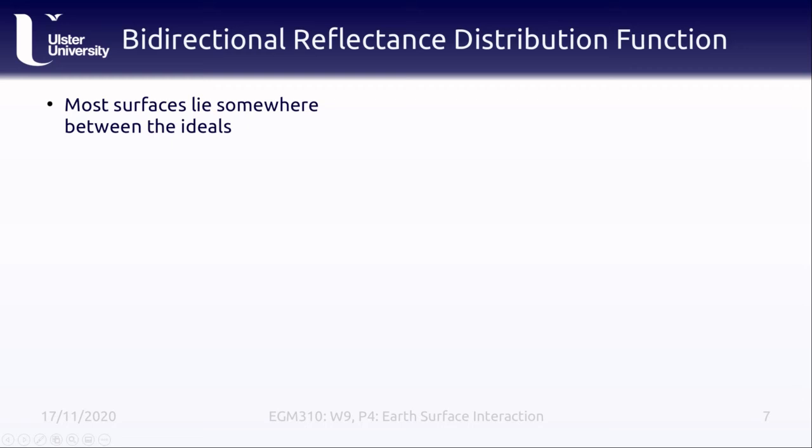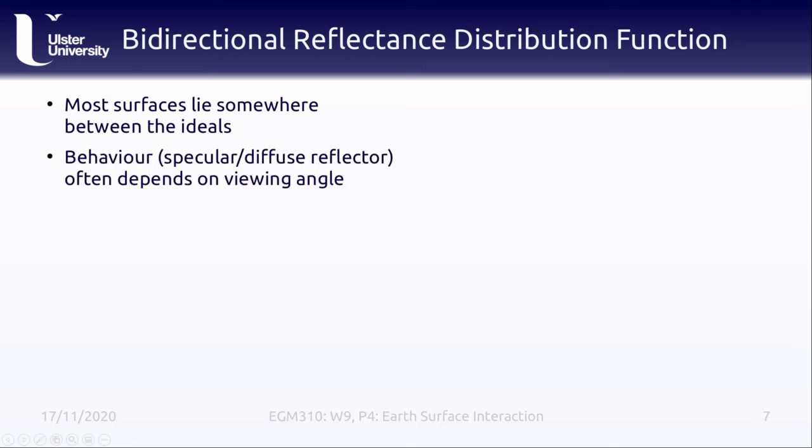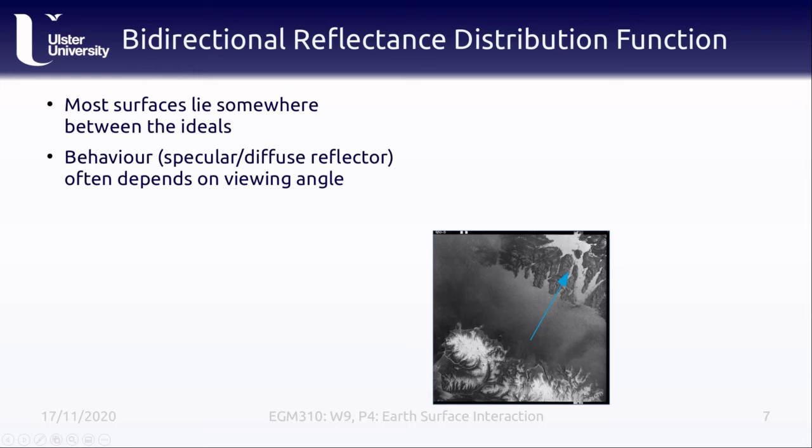Most surfaces lie somewhere between the idealized surface types of specular reflectors and diffuse reflectors. And in fact, whether surfaces behave more like specular or more like diffuse reflectors normally depends on the viewing angle. For example, in this image, you can see the arrow pointing to water on the ocean.